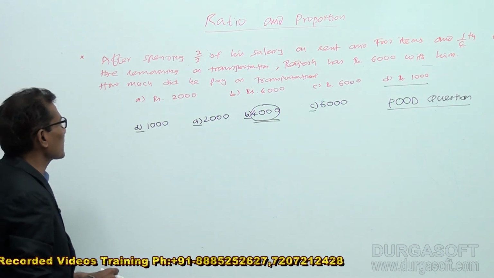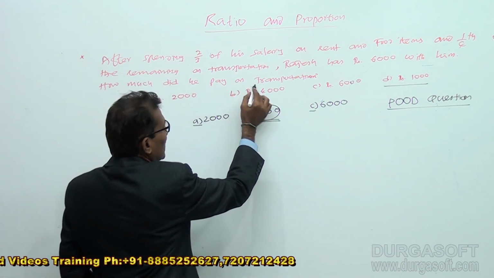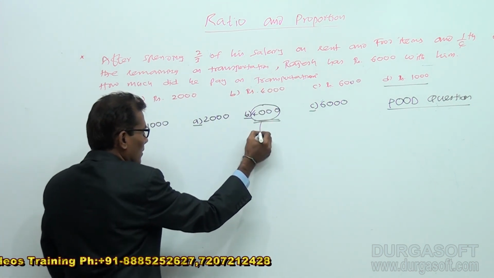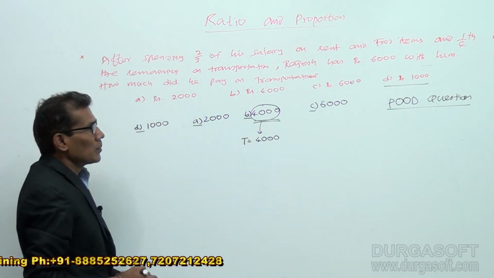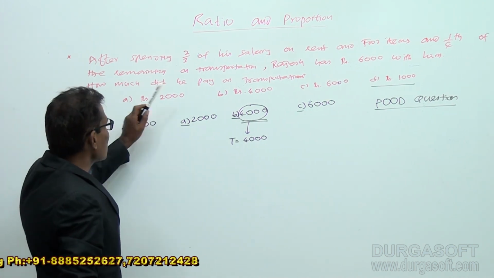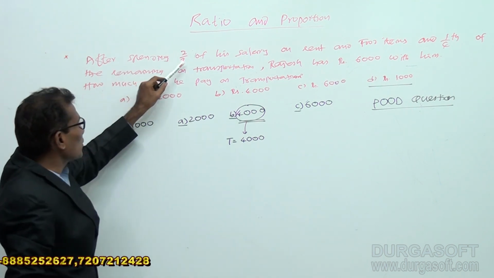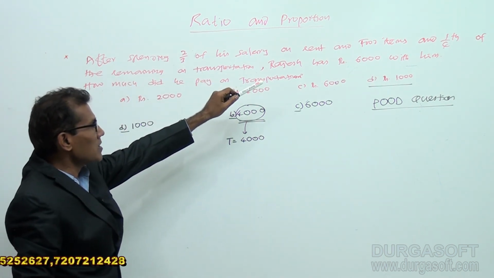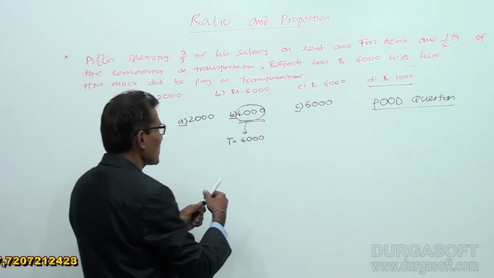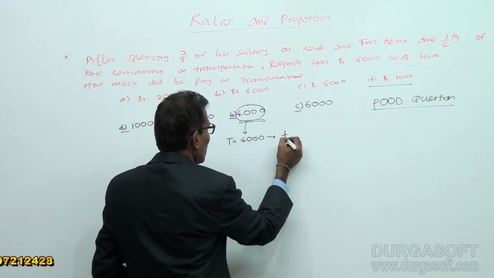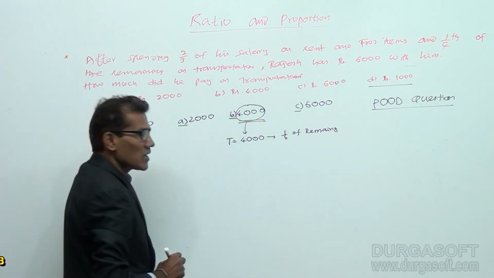What is asked in the question? Here we need to find how much he spent on the transportation. So I am taking option B. For the transportation he paid 4000 rupees. But according to the question, the transportation is nothing but 1/4 of the remaining. He spent 2/3 of the amount on some items and 1/4 of the remaining on transportation. So this 4000 is nothing but 1/4 of the remaining.